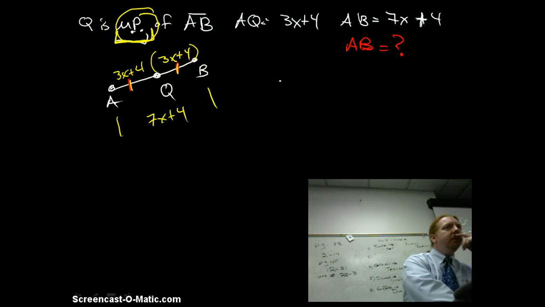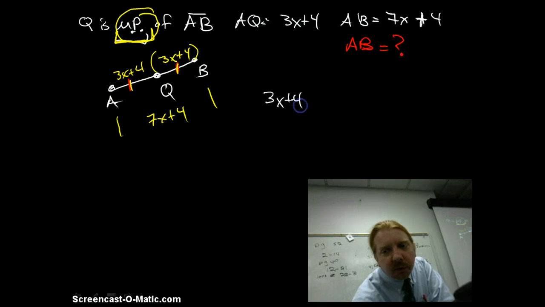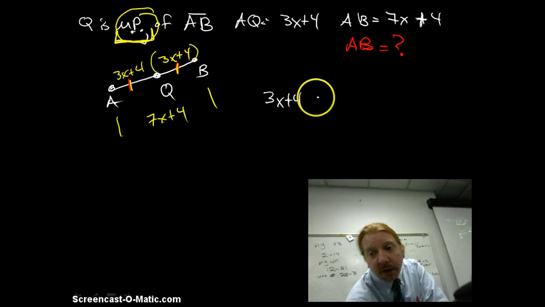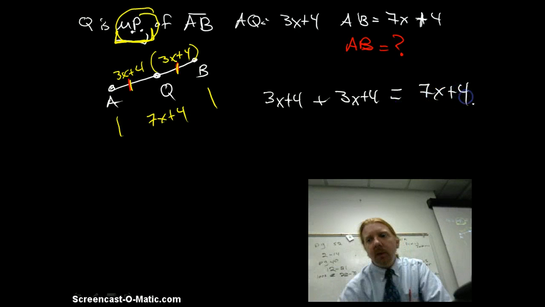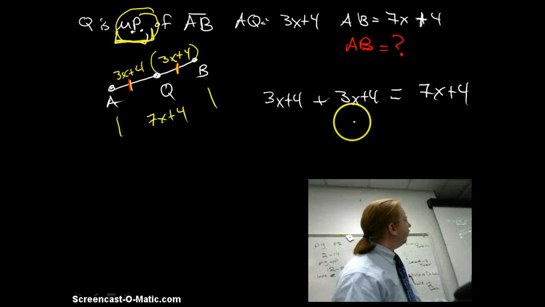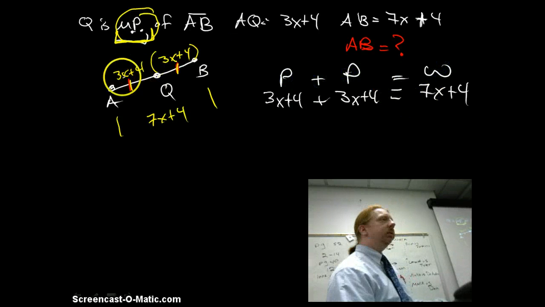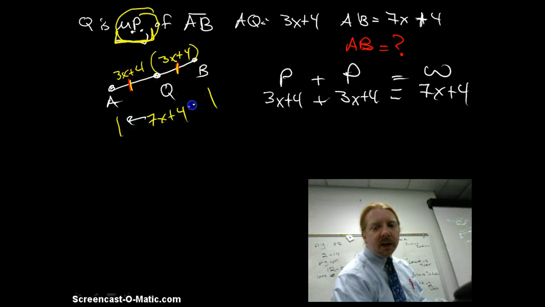What's that? 3x plus 4 squared. Close. 3x plus 4. How many of those do I have over here? 2. I can either do 2 times that, or I can just write out like I did before. Let's take the 2 parts and add them up, and that's going to equal that. Don't look at this as combined like terms. This is part plus part equals the whole thing. Part is 3x plus 4, and then part, 3x plus 4, equals the whole thing, 7x plus 4.